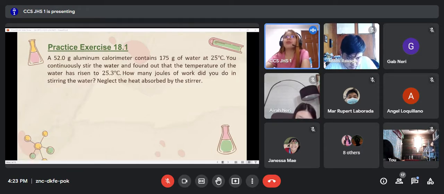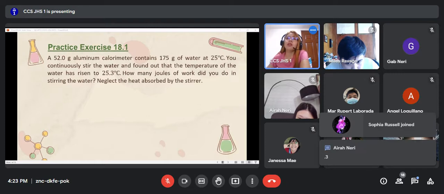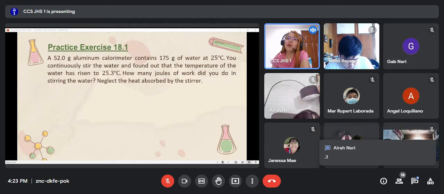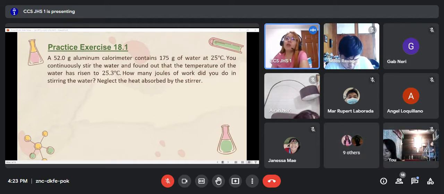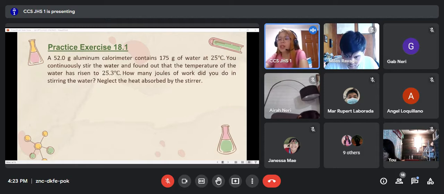Delta T is equal to 25.3 minus 25, which is 0.3 degrees Celsius. So that will be our delta T. Now solve for the heat of aluminum and water. Then, once you get them, add them together. You try it before I write the answer on your screen.